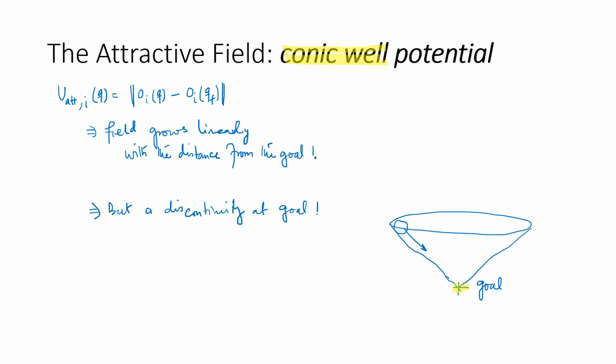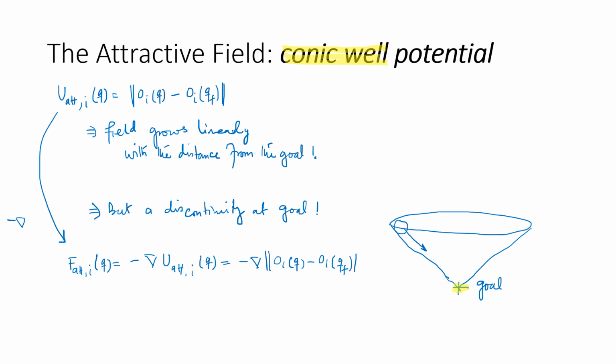The other thing is that when you take the gradient of that with a negative sign, this is going to give you an attractive force on the ith joint. That is going to be minus del applied on the attractive potential that we have defined at that particular configuration. And that obviously is when you apply this del operator on the function that we have defined already. So how are we going to compute that gradient? Let's see that in the next slide.